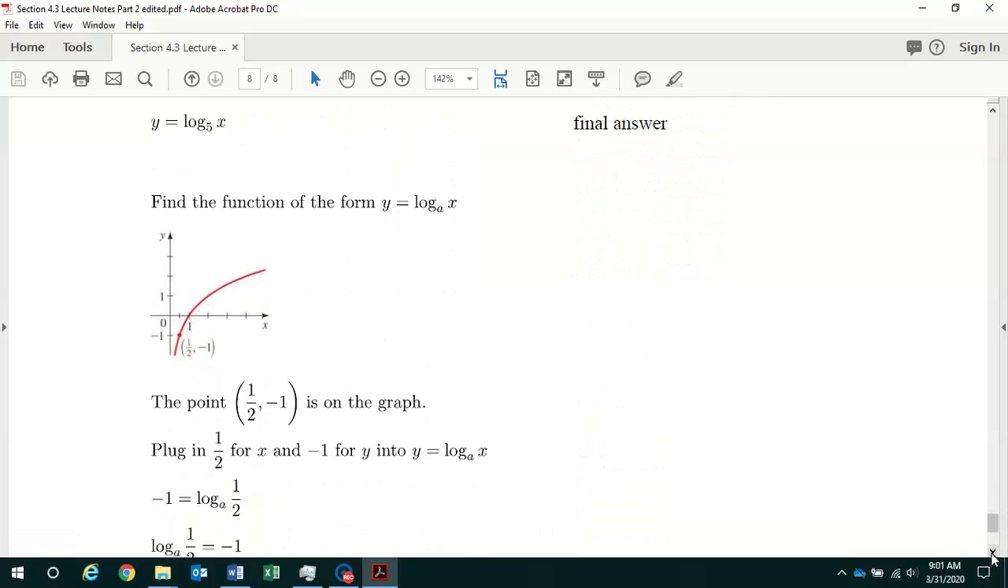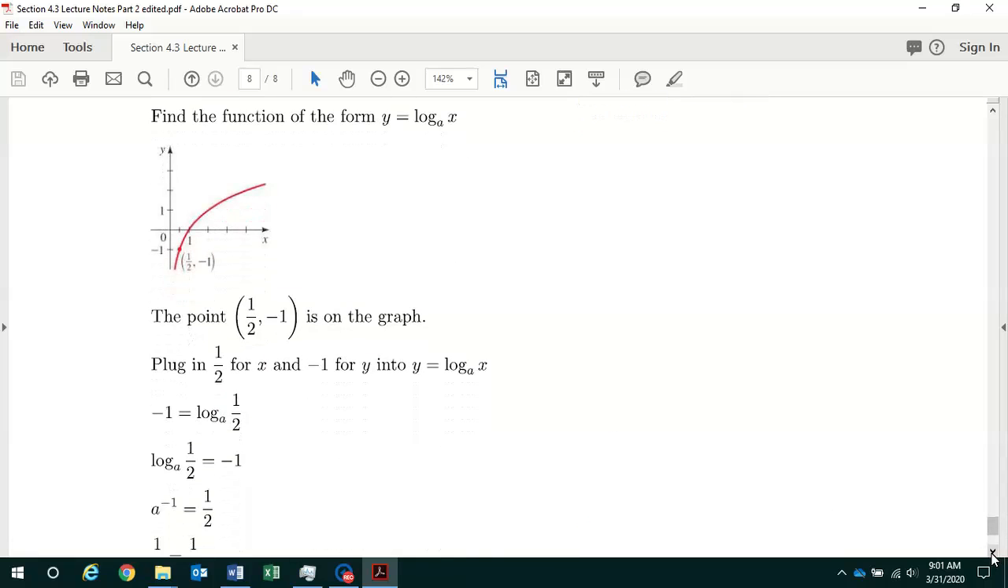In the next example, you're given a graph of another logarithmic equation, and we have to figure out the value of a. Well, the graph of the logarithmic equation passes through the point (1/2, -1). 1/2 is the x-coordinate, -1 is the y-coordinate. So to determine a, we plug in 1/2 for x on the right-hand side of the equation, and -1 for y on the left-hand side.